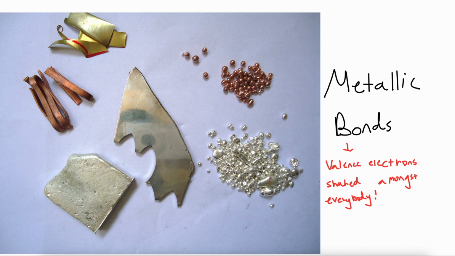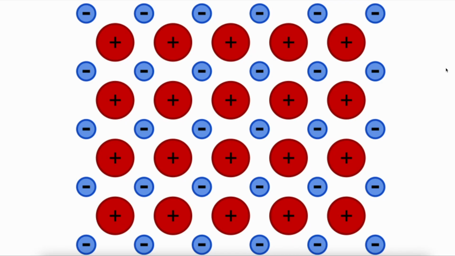Let me show you this with a diagram so that it makes more sense. As you can see, there are many positive ions arranged in a very organized structure. These are positively charged metal ions. The negative electrons pictured around them are all valence electrons which are attracted to the positive metal ions. It's this electrostatic attraction between the negative valence electrons and positive metal ions that holds metal atoms together in this structure.